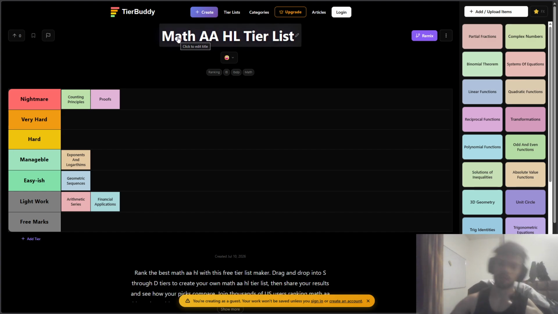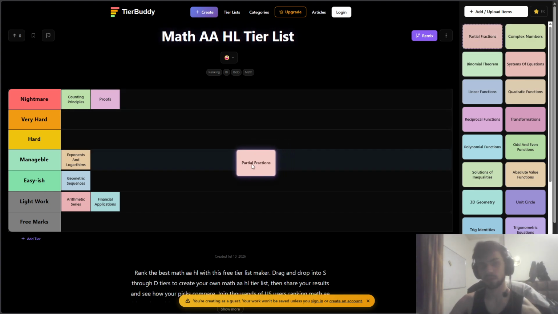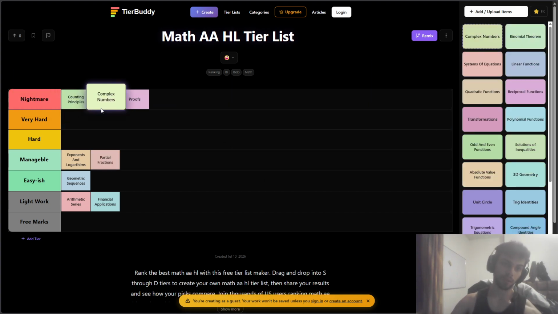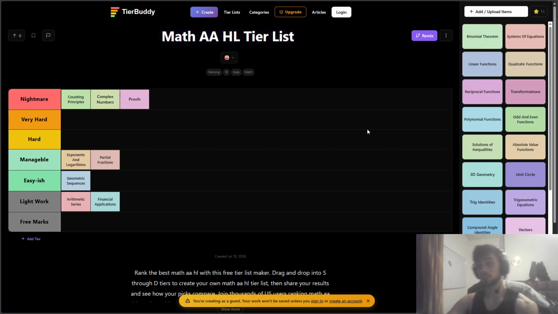Partial fractions, trivial. I think it's manageable. Partial fractions wasn't really that hard. Complex numbers, nightmare. Not harder than counting, harder than proofs. Yeah, complex numbers was garbage. Complex numbers pretty sure made me cry a few times.